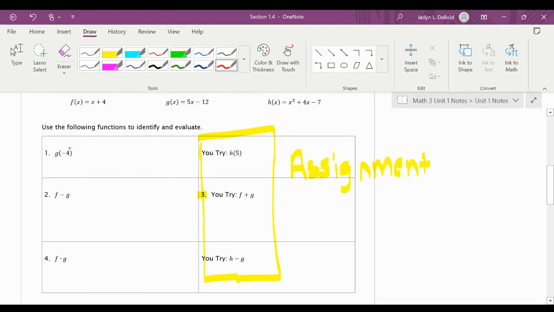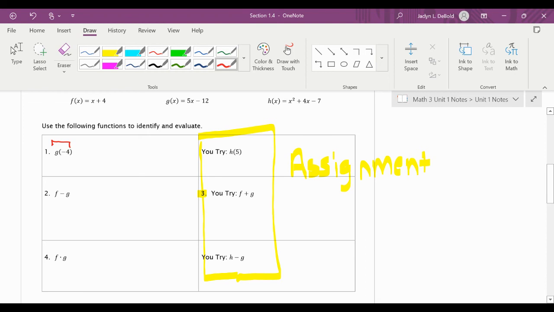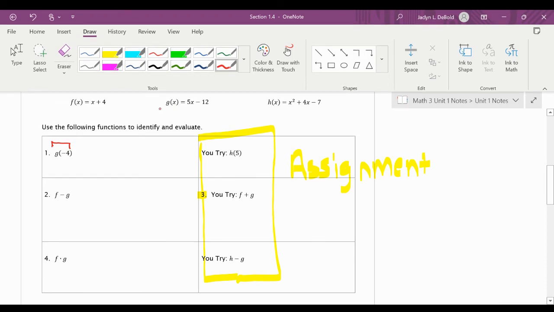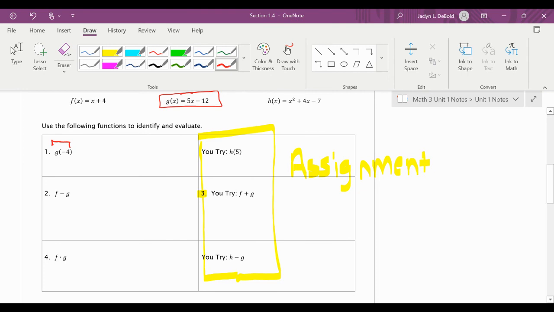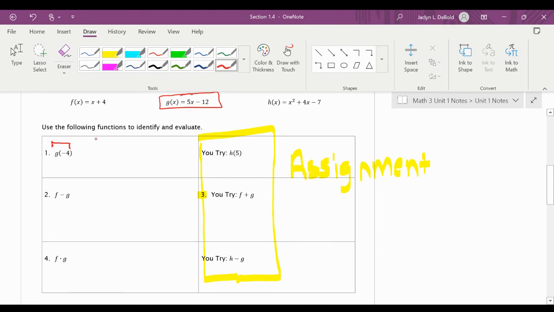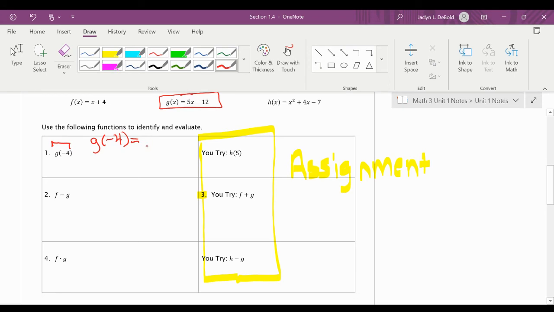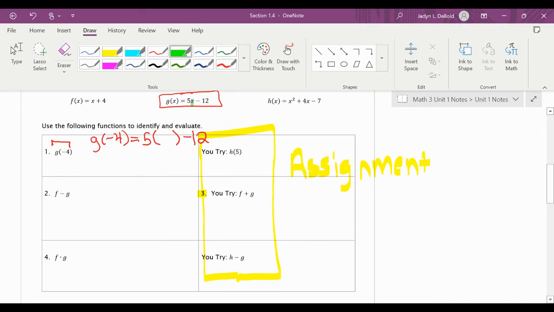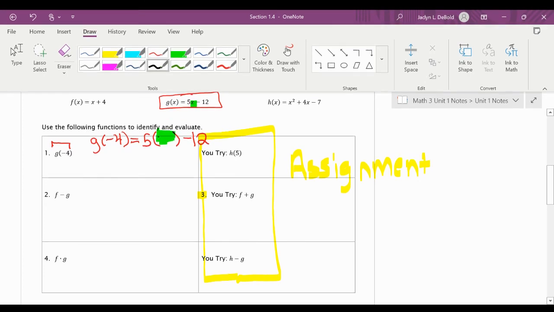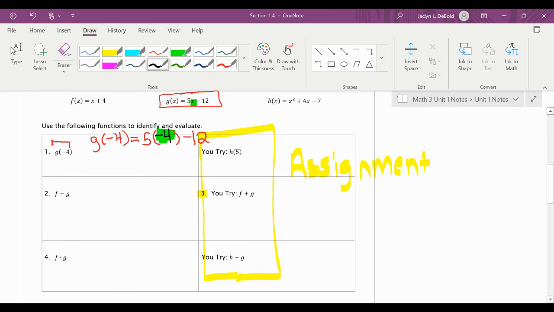So the one thing we're going to do for this first one is just evaluate. It's saying, what is g of negative 4? So we're going to identify our g of x. That's the function we're going to be working with out of the three. And if I want to find g of negative 4, that doesn't mean g is multiplying negative 4. G is the function, right? We're actually just substituting in a negative 4 wherever I see an x. So if my function is 5x minus 12, in place of that x, I'm writing in that negative 4. And then from here, it's just evaluating.